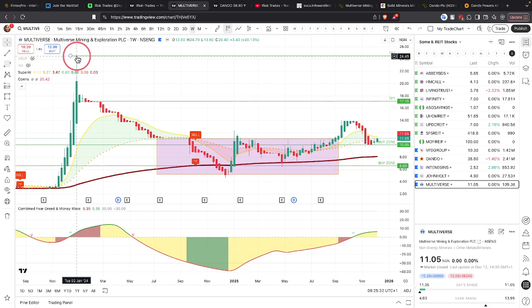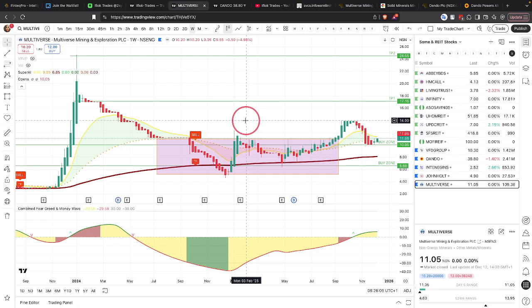After this major all-time high in January 2024, it spent the next year, all the way to December 2024, going downwards. For a full year, it only went down, and it went to an all-time low of 4 naira 60 kobo per share just around December of 2024.